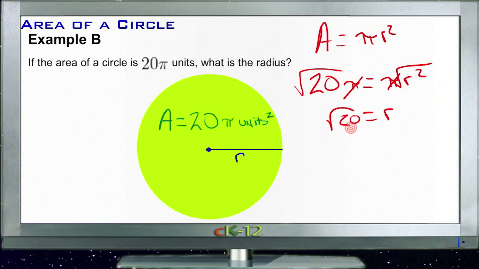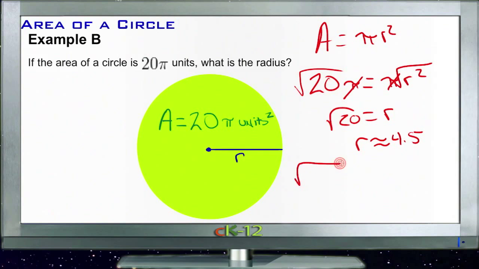And the square root of 20 we can estimate if we like using a calculator. The value would be, let me punch it in here real quick, square root of 20 is about 4.5. So we could say that r is approximately equal to 4.5, or we could simplify this radical.